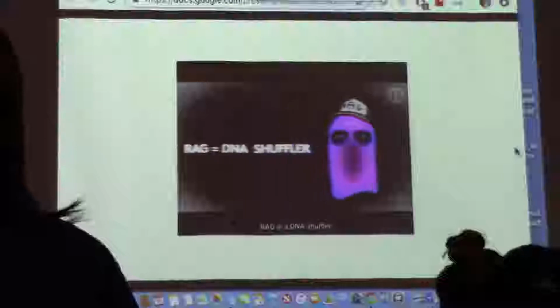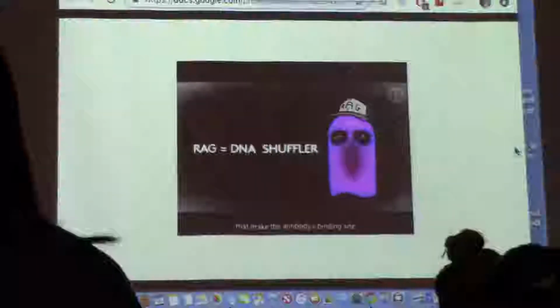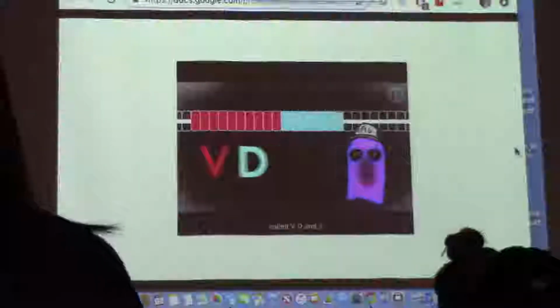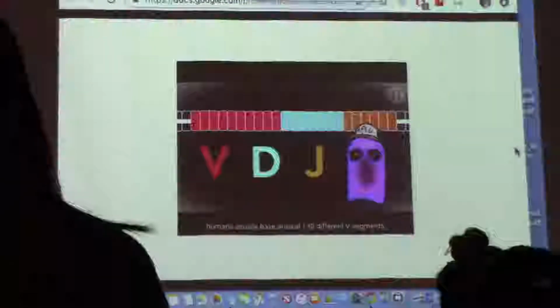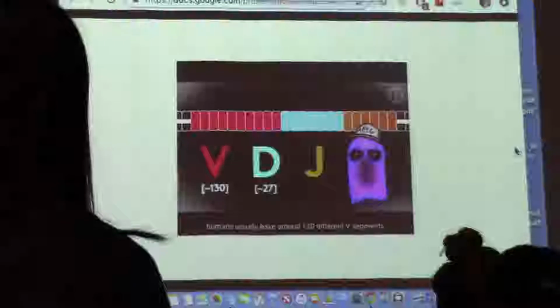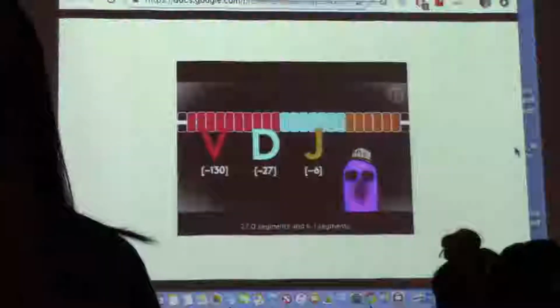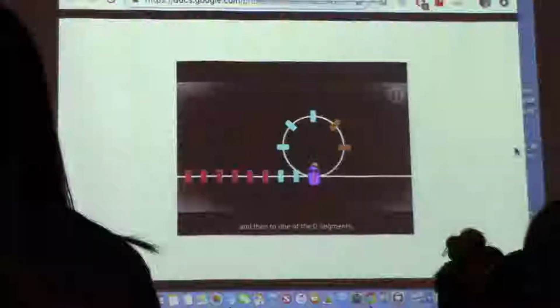RAG is a DNA shuffler. It targets the genes that make the antibody's binding site. There are 3 kinds of gene segments here, called V, D, and J. For the heavy chain of the antibody, humans usually have around 130 different V segments, 27 D segments, and 6 J segments. The RAG enzyme binds to one of the J segments at random, and then to one of the D segments, chopping off the spare DNA between them.